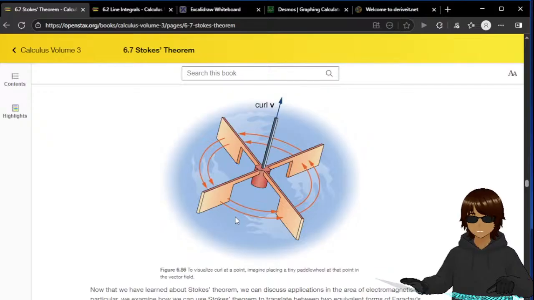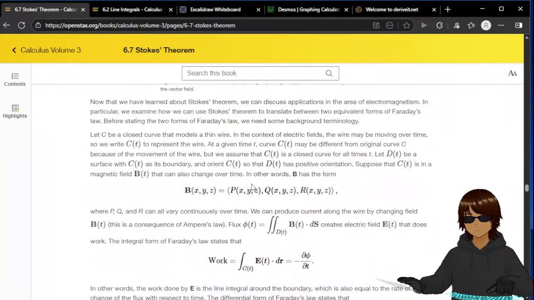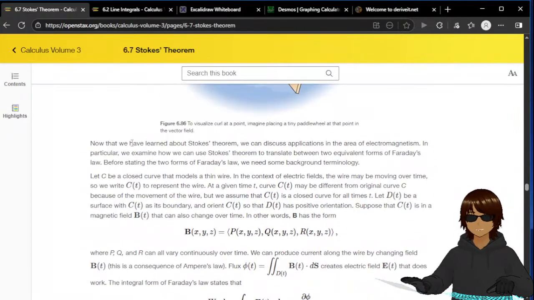To visualize curl at a point, imagine placing a tiny paddle wheel at that point in the vector field. Notice that we have learned about Stokes' theorem. We can discuss applications in the area of electromagnetism. In particular, we examine how we can use Stokes' theorem to translate between two equivalent forms of Faraday's law.